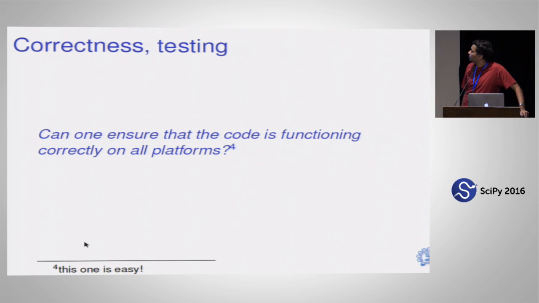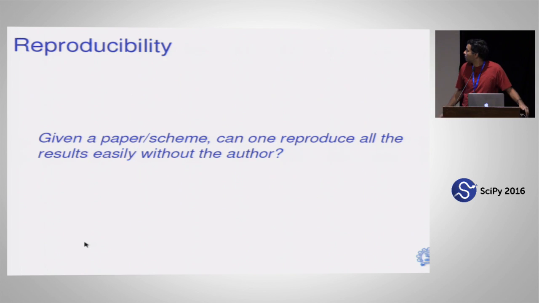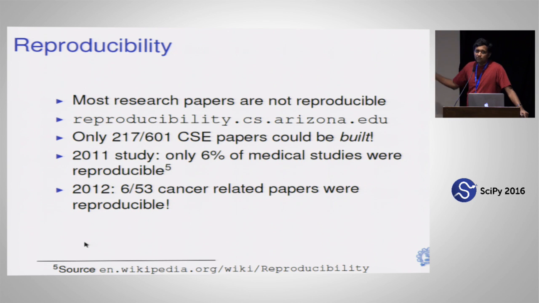This one's easy. Can you ensure that the code is functioning correctly on platforms? We all know how to do this. I'm not going to belabor this at all. But the reproducibility issue is a lot more involved. Given a paper scheme, can one reproduce all the results without the author, right? Or without even being in the lab of the author? And that's much harder. I'm not going to bore you with this. I'm going to skip this and move on.